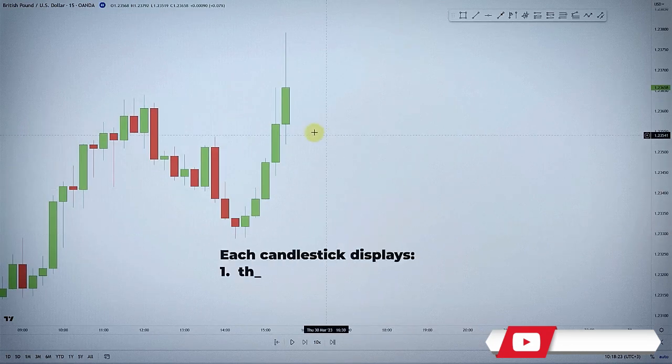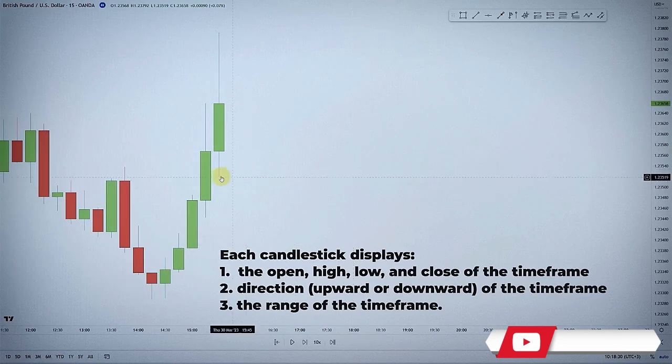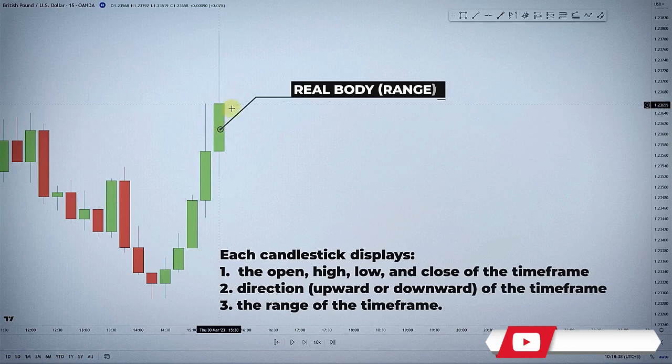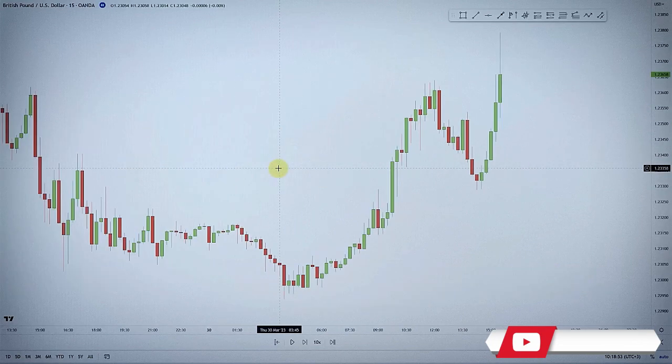You just have to know that each candlestick displays the open, high, low, and close of the time frame, the direction, upward or downward, of the time frame, and the range of the time frame. The candlestick has a white part called the real body. This real body represents the range between the open and the close price, and the long thin lines below and above the body are referred to as wicks, tails, or shadows.